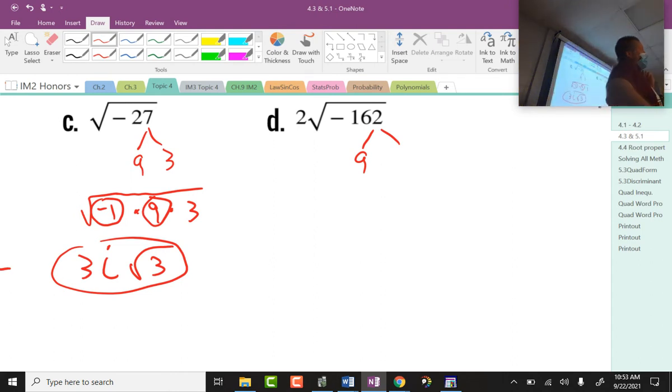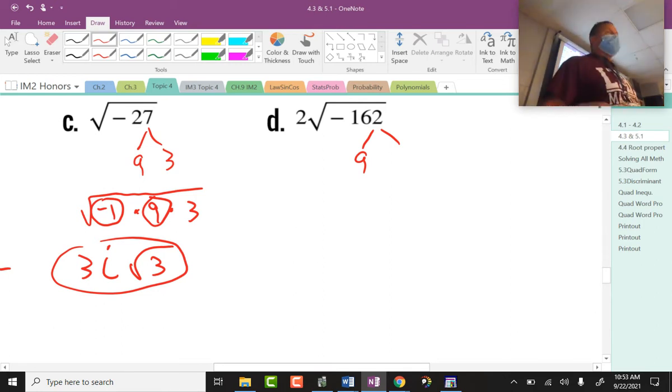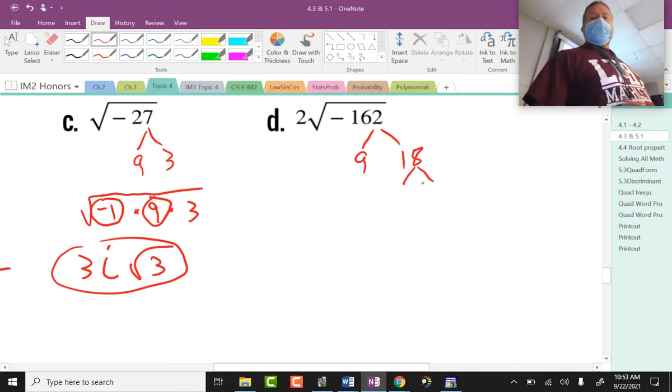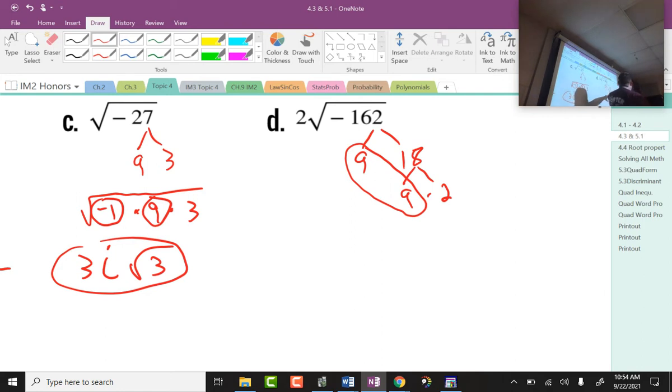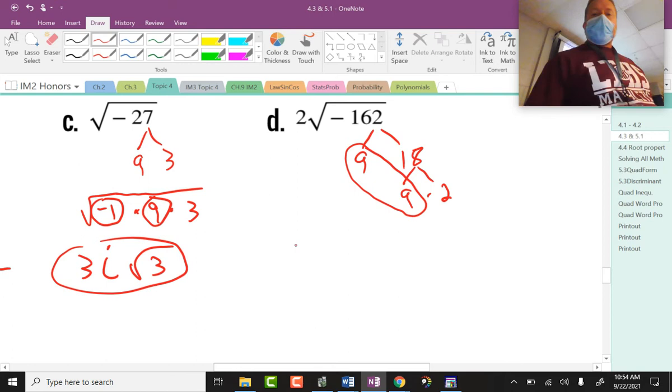Now, 9 times what? 9 times 20 is 180, so 9 times 18. Is that right? You know what 18 is? 9 times 2. What's 9 times 9, everybody? So I'm going to write that as 81. But that's also a thing where the square root of 9 times 9 is a free 9, and 9 does come out. But I'm going to go ahead and break this down like this.